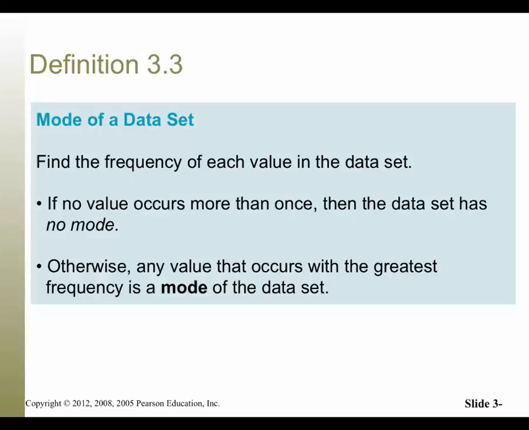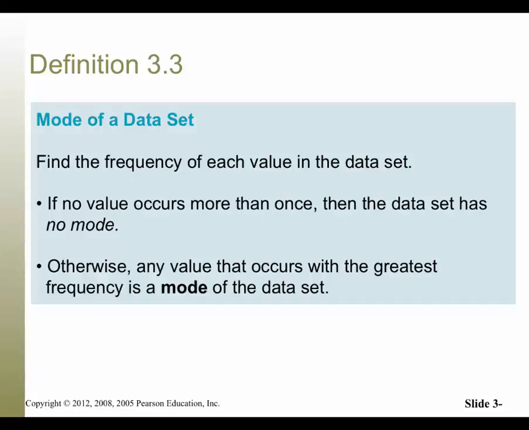Okay, so the mode is about the frequency of every value. So to find the mode, you find the frequency of every value. And then if no value occurs more than once, the data set has no mode. So if you look at what you had for the watermelon example, that had no mode. All 8 data values were different. Did you see that? Okay, so that's no mode.